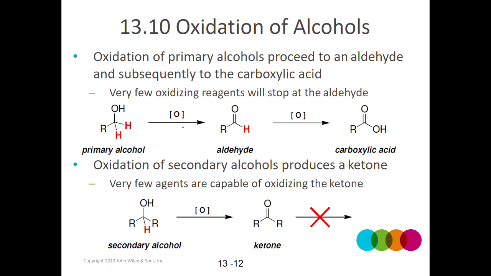So generically, without talking about the reagents yet, if I had a primary alcohol, I could remove one hydride, reform the double bond to make an aldehyde. Depending on the reagent I use, it might also be strong enough to remove this hydride, which would allow that to be replaced with another oxygen.